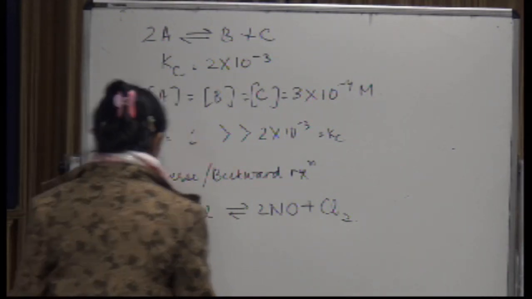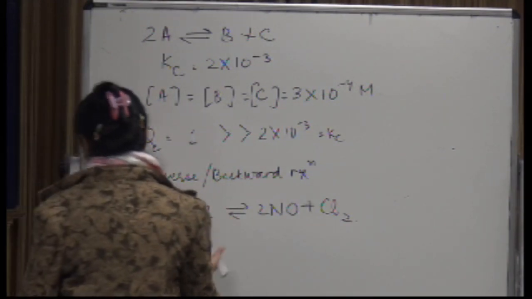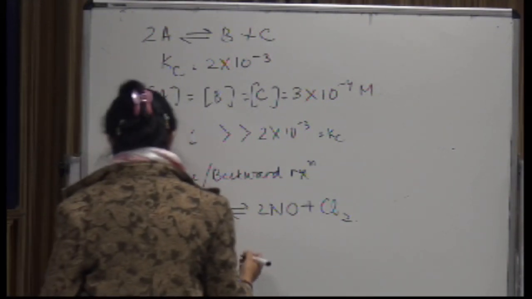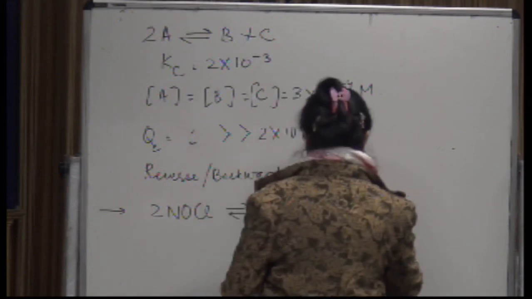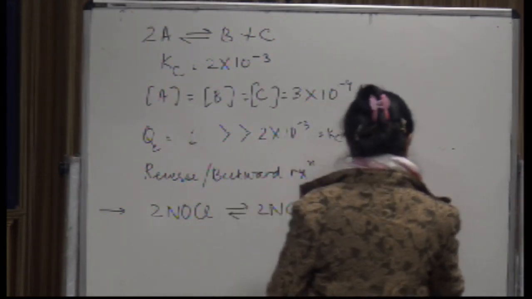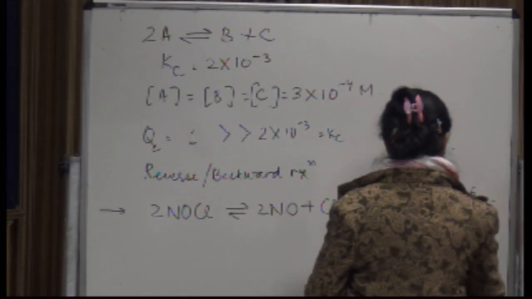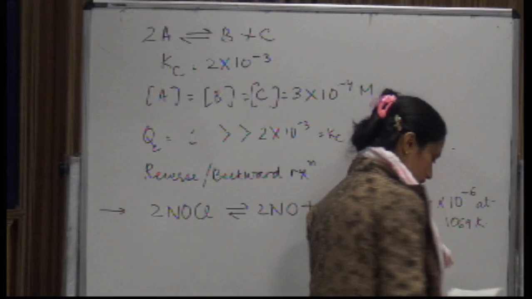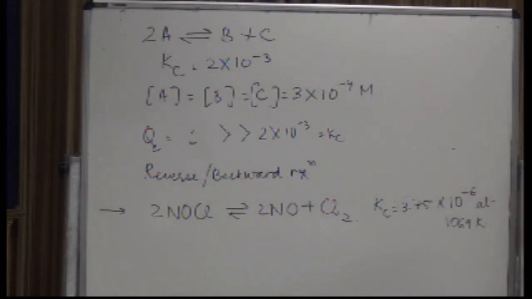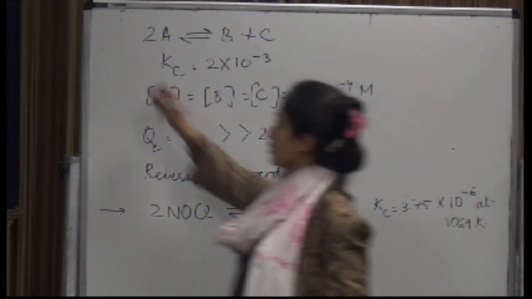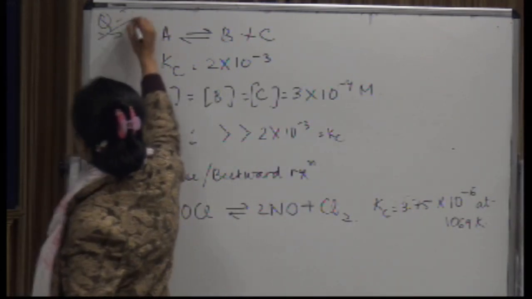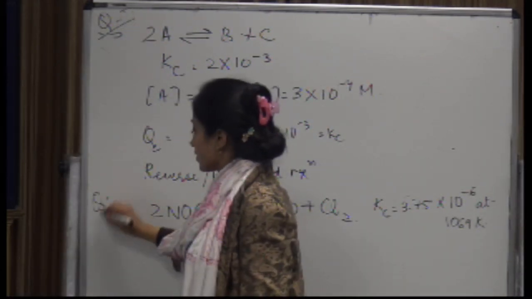Okay? Now for the next question, I have written the reaction on the board. Kc is given as 3.75 into 10 to the power minus 6 at 1069 Kelvin. Calculate Kp for this reaction. I am giving you the next question. This was one question where you were comparing the results. This is another question.